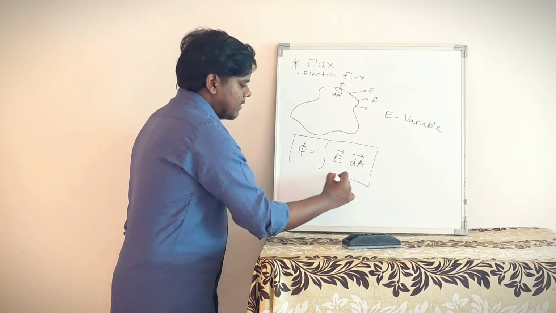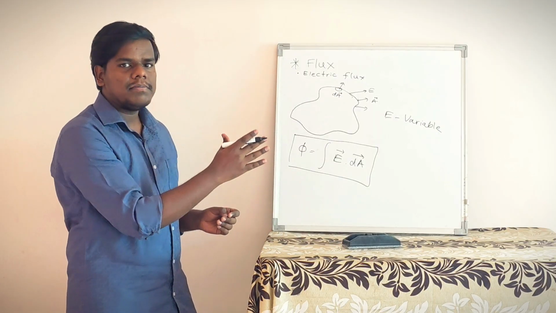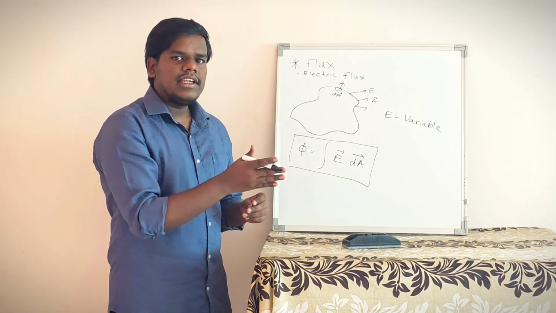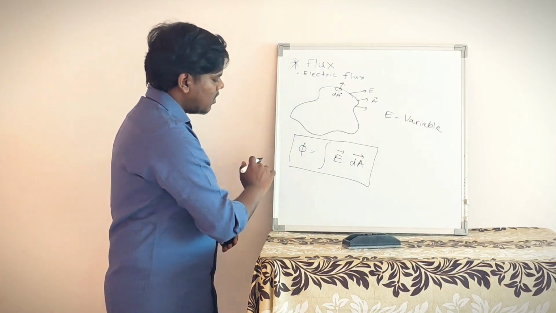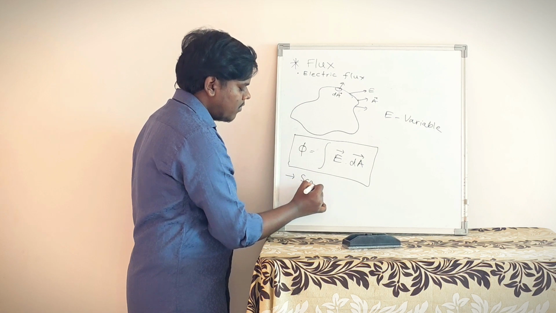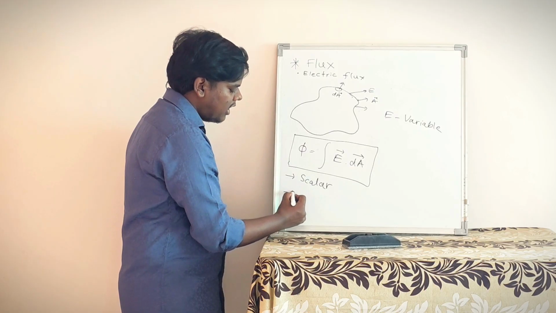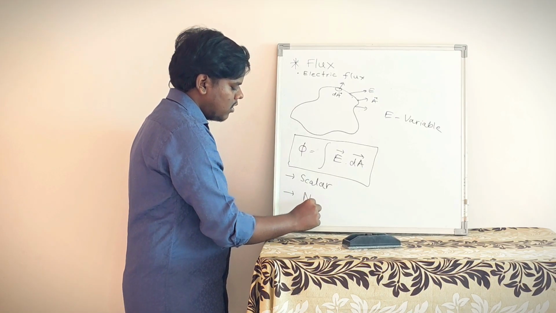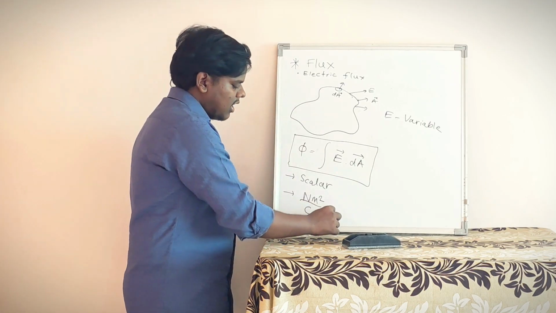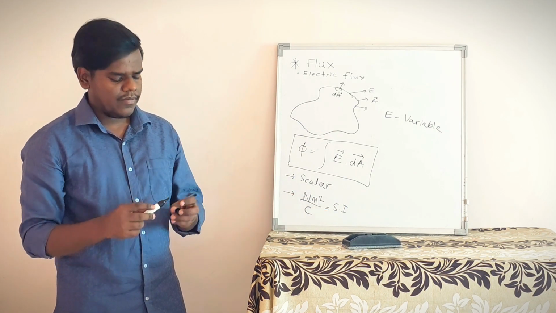The physical meaning of this flux is the amount of electric field lines passing through an area, or the amount of energy passing through an area, as electric fields themselves carry energy with them. This flux is a scalar quantity, and its unit is newton meter square per coulomb. So this is the SI unit of flux and it is a scalar quantity.